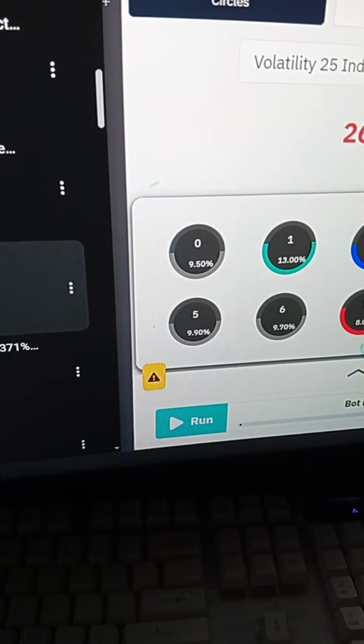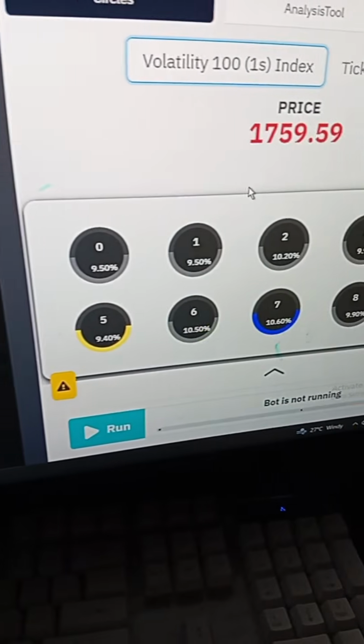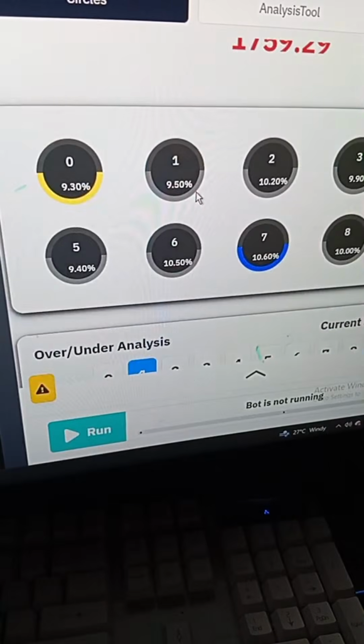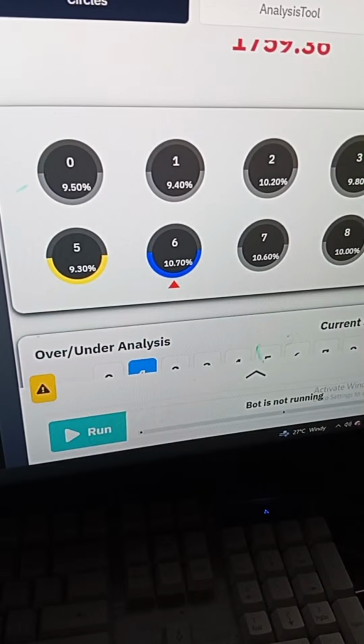Okay, 101S. Let me check it out. Let me see how it is doing. 101S over 1. Let me check out the percentage quickly. Everything is fine down here. Up here, everything is also not bad. Things are not bad.